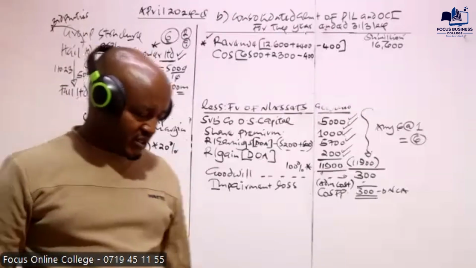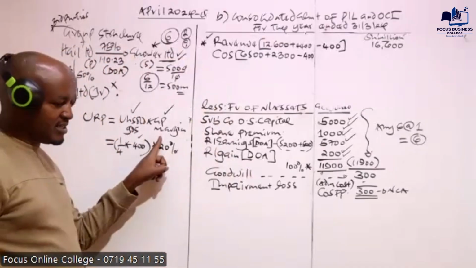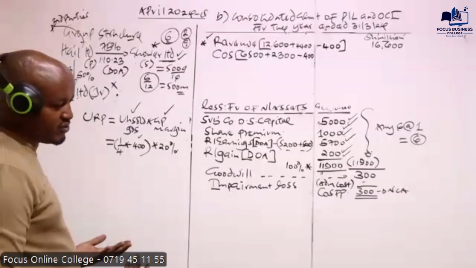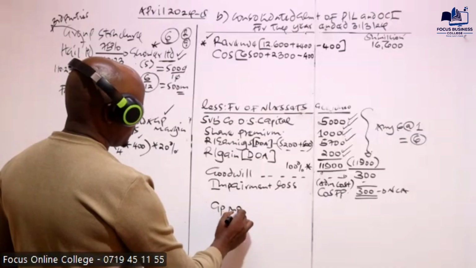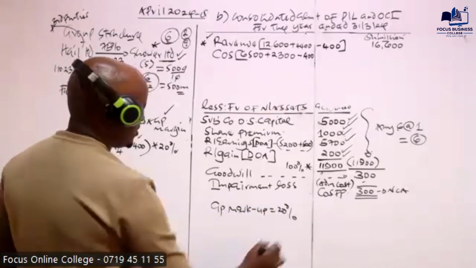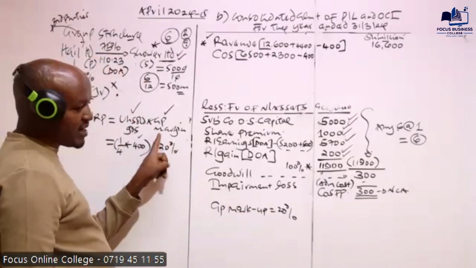20%. Remember, in this case, we said there are some instances where the examiner will not give you the margin, he will give you the markup. So if you're given a markup, recall, we said you have to convert it to a margin. For example, if you're told the gross profit markup is something like 20%, you're given markup, not margin. We don't use markup here, we use margin.